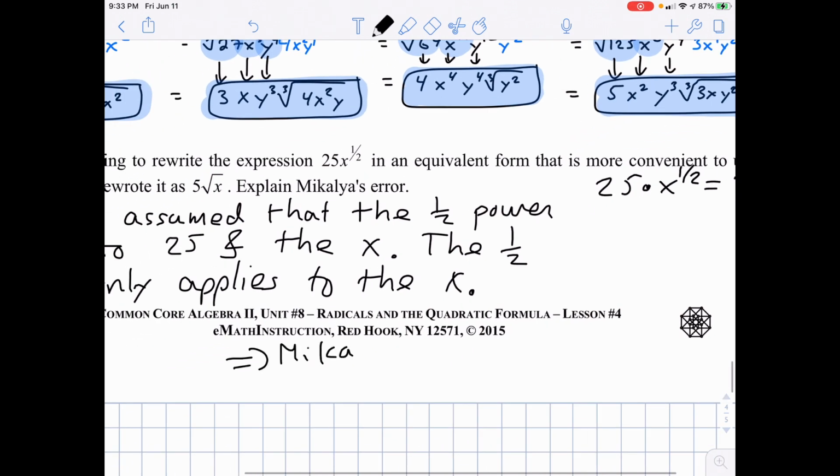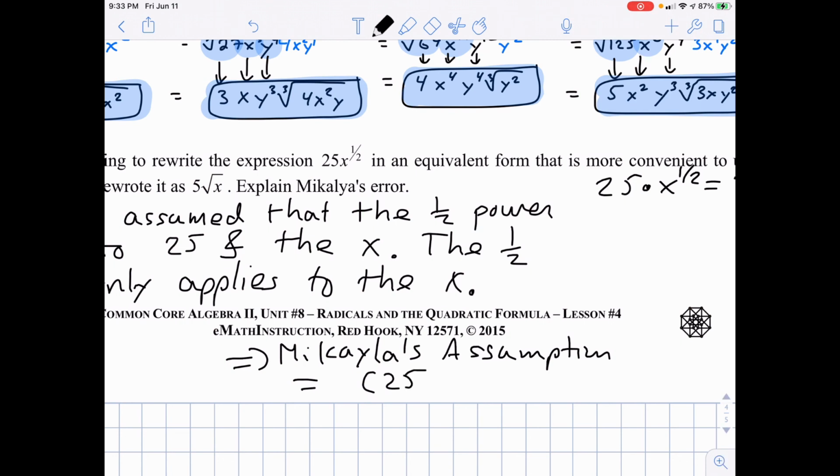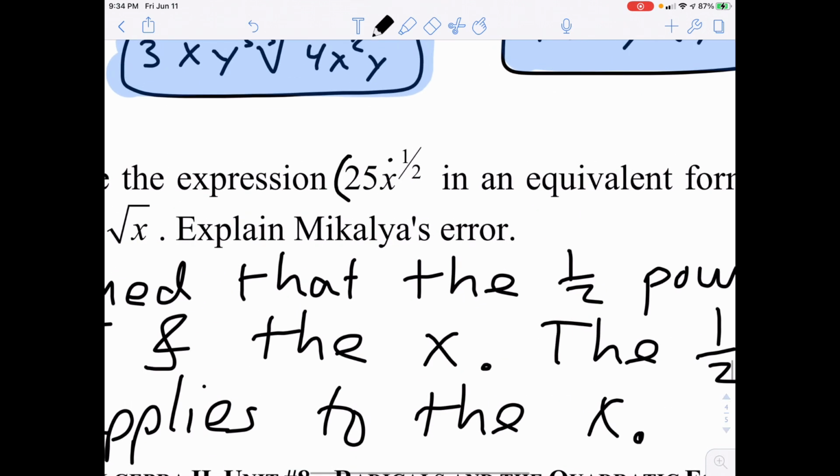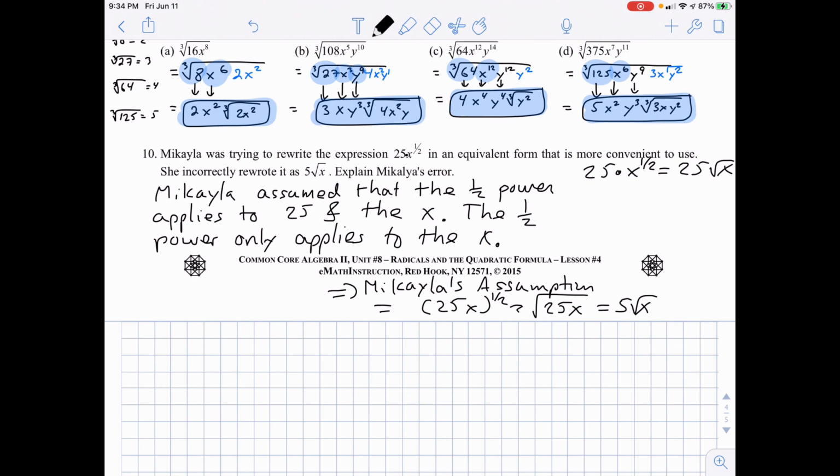Michaela's assumption was that the 25 also was included in this 1/2 power, which is the square root of 25 times x, which is 5 times the square root of x. So her assumption was that the 1/2 power applied to the 25 as well. Without parentheses blocking that off, this really is just 25 times x to the 1/2 power, or 25 times the square root of x.